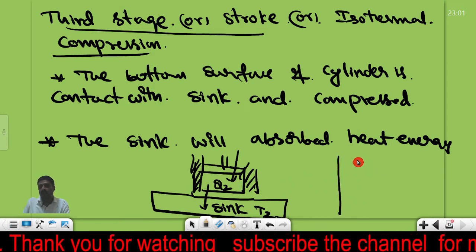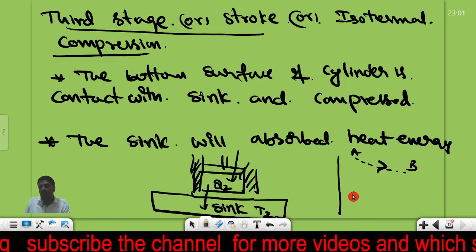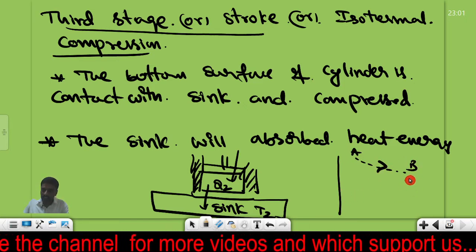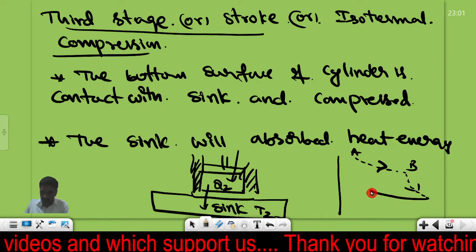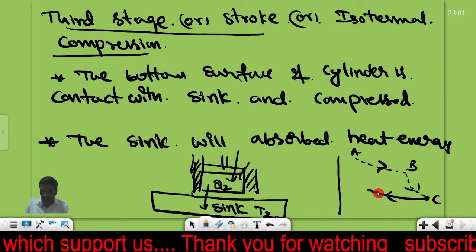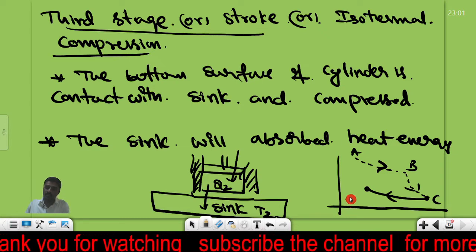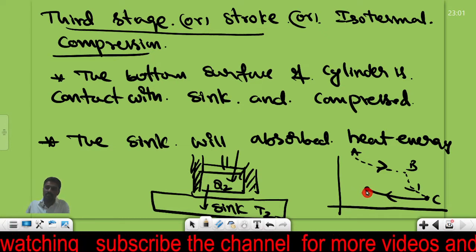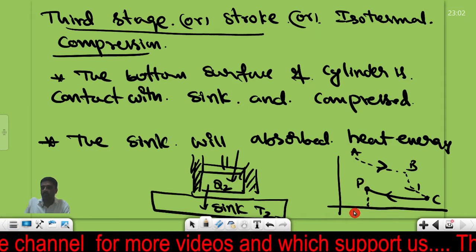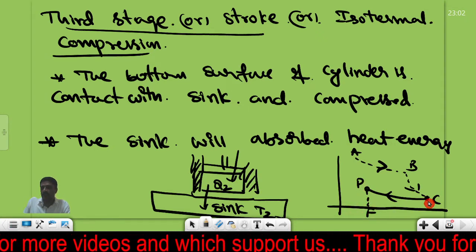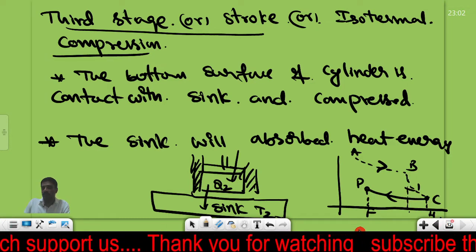So the graph will look like this. In the previous case we went from A to B, the isothermal expansion, and from B to C, the adiabatic expansion. Now we are moving from C to D, the isothermal compression. So this process is C to D, and then the remaining part is G and H, this is the part we are having.